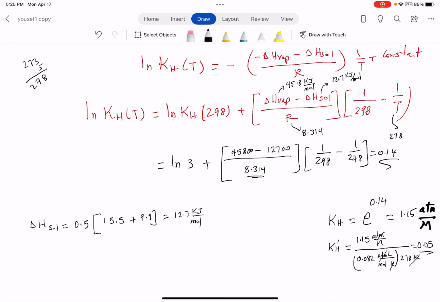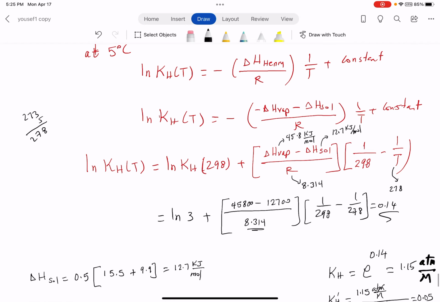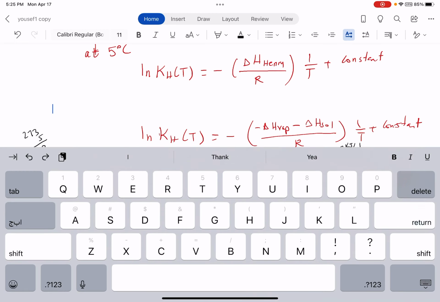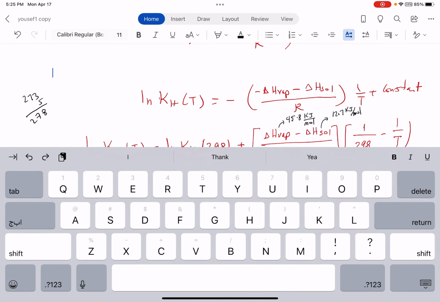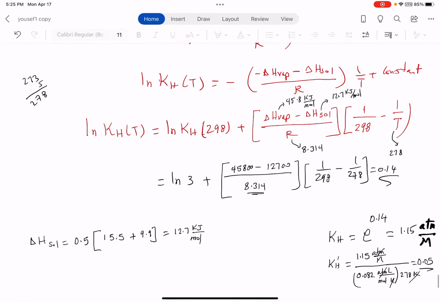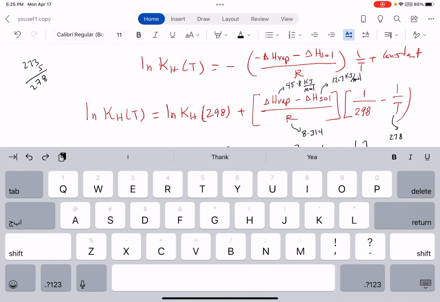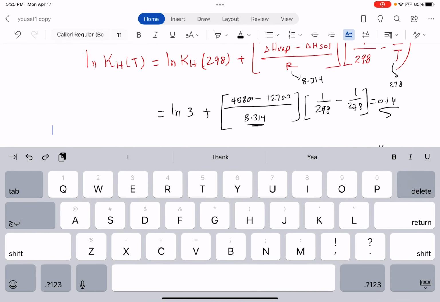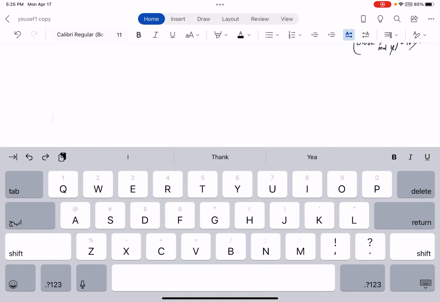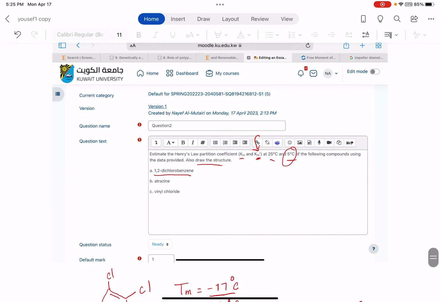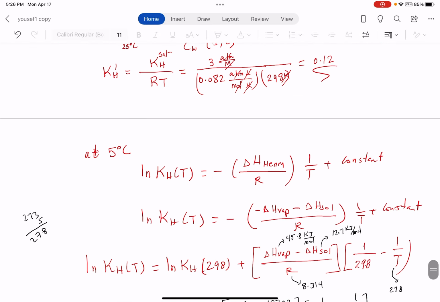So we're going to check everything, but we have to be careful because the next one seems to be the solid. Okay, so let's look at the second one, which is atrazine.